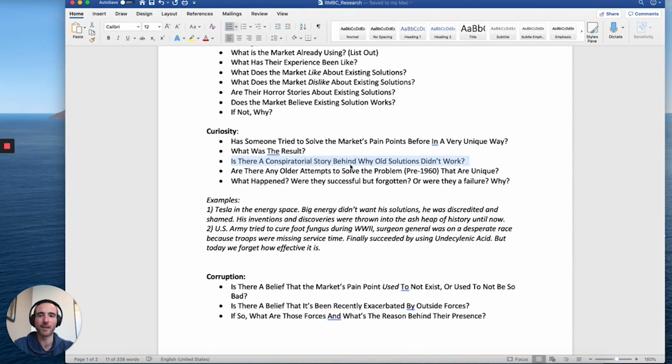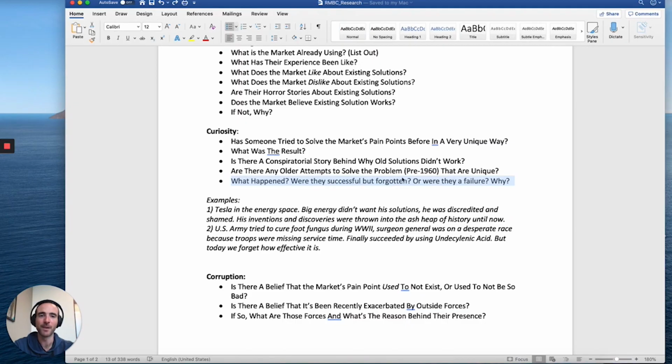There's a lot of surprising and interesting conspiratorial stories throughout history, and those can make for really great sales copy. So that's why we're looking for this. And I already mentioned this, but the idea of whether there are any older attempts to solve the problems pre-1960 that are unique, because again, especially older ones are inherently going to be different than what we're trying to do today to solve the problem, and it can make for really interesting copy, or even for interesting ways of selling the product or service or solution to people.